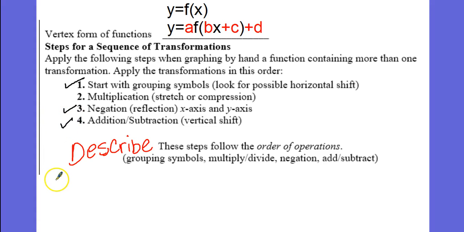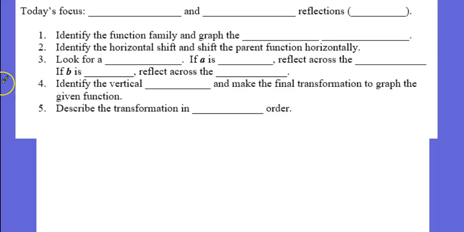And then we will still be doing our vertical shifts as well. And this is mostly important when you are describing the transformation. After you do the graph, I want you to write about what happened. So the process is really important for you to follow. Okay, so I provided some steps for you, and I would like to color code these steps.